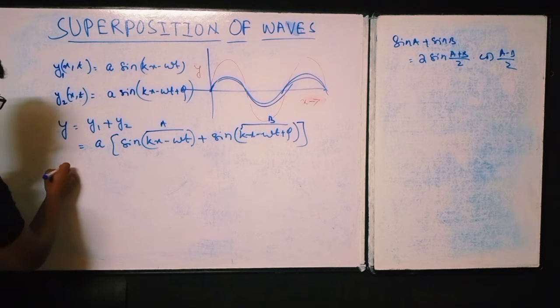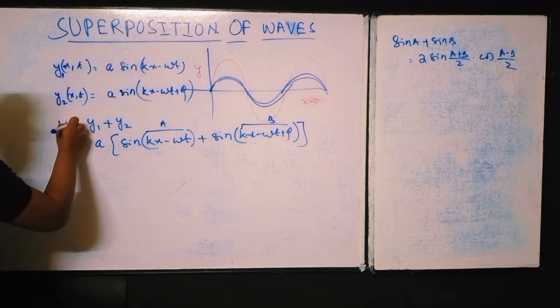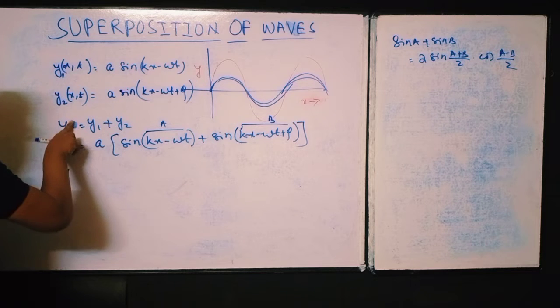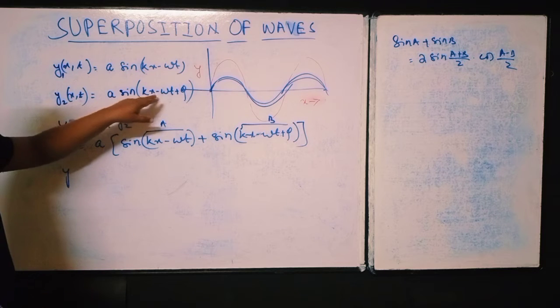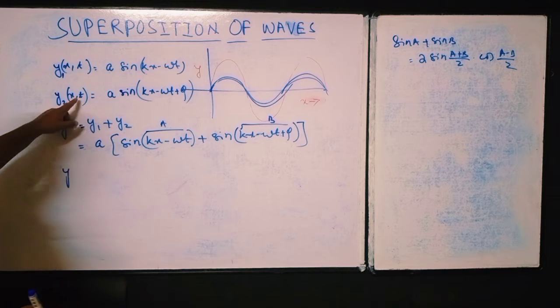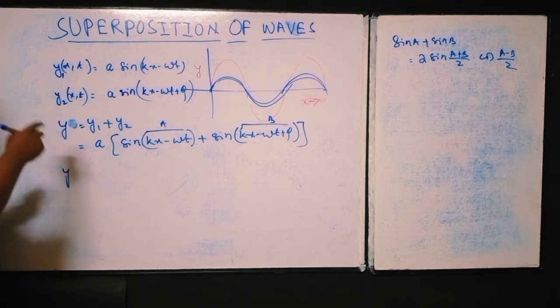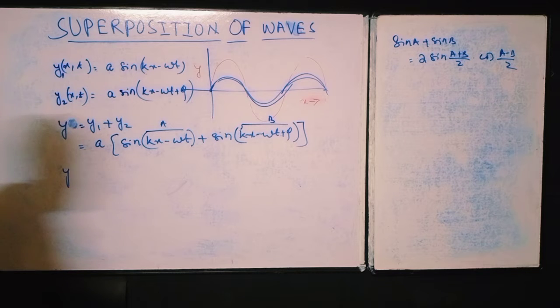So what you will get, the net displacement will also be a function of x and t. This one you may write, you may not write, just to understand that this is a function of x and t. Other quantities are constant, and that's why x and t inside the bracket is nothing multiplied, it's just a function of x and t.